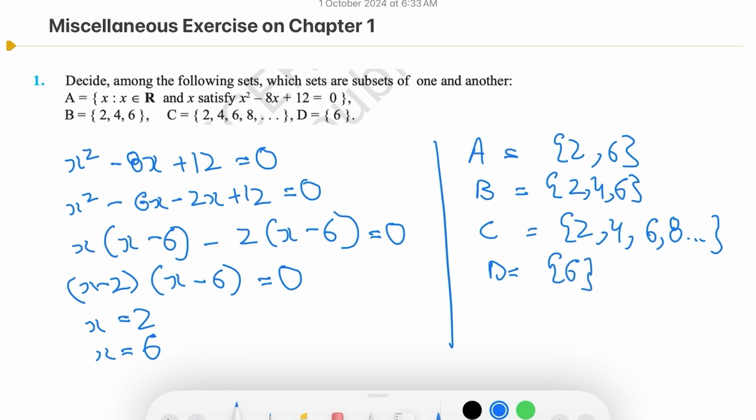As we can see here, 2, 6 are included in B. So A is a subset of B. 2, 6 are also included in C. So A is a subset of C. 2, 4, 6 are included in set C. So B is a subset of C.